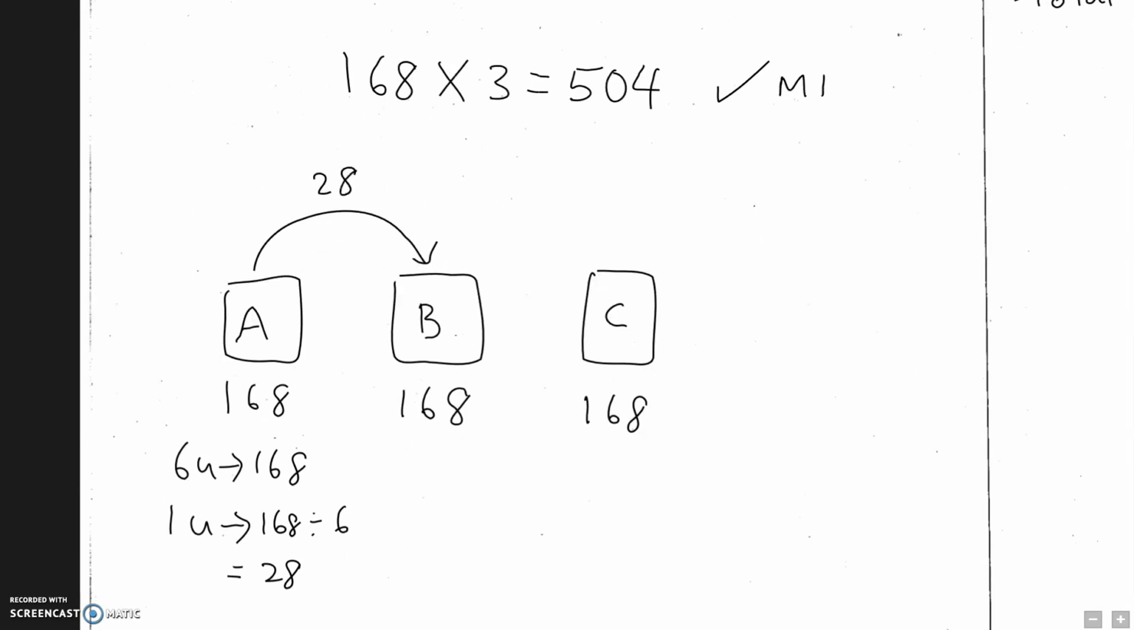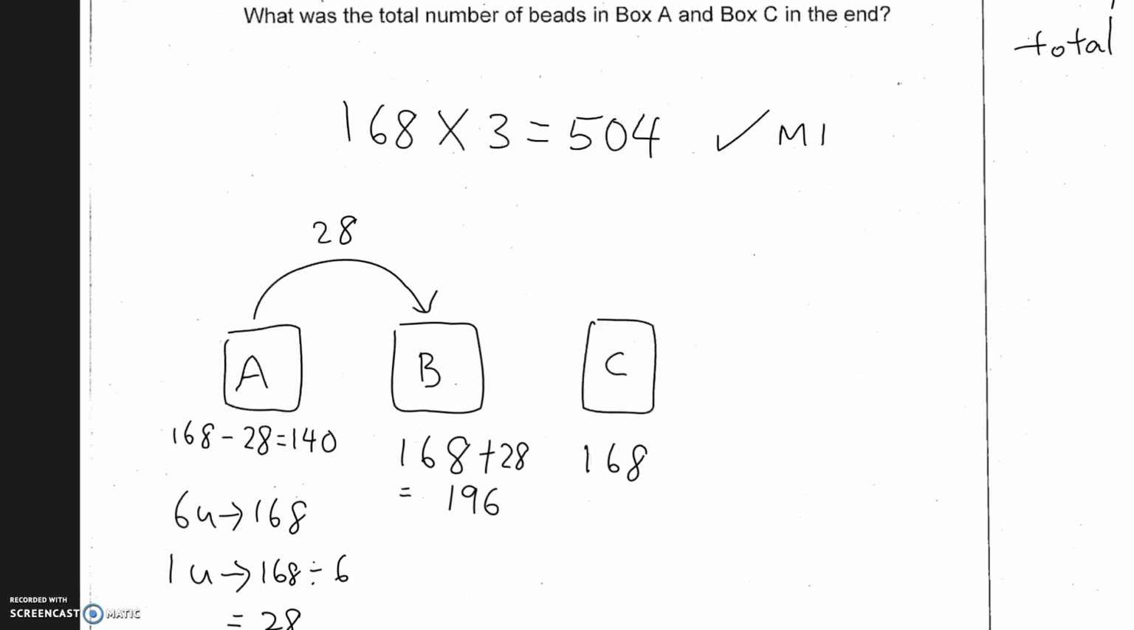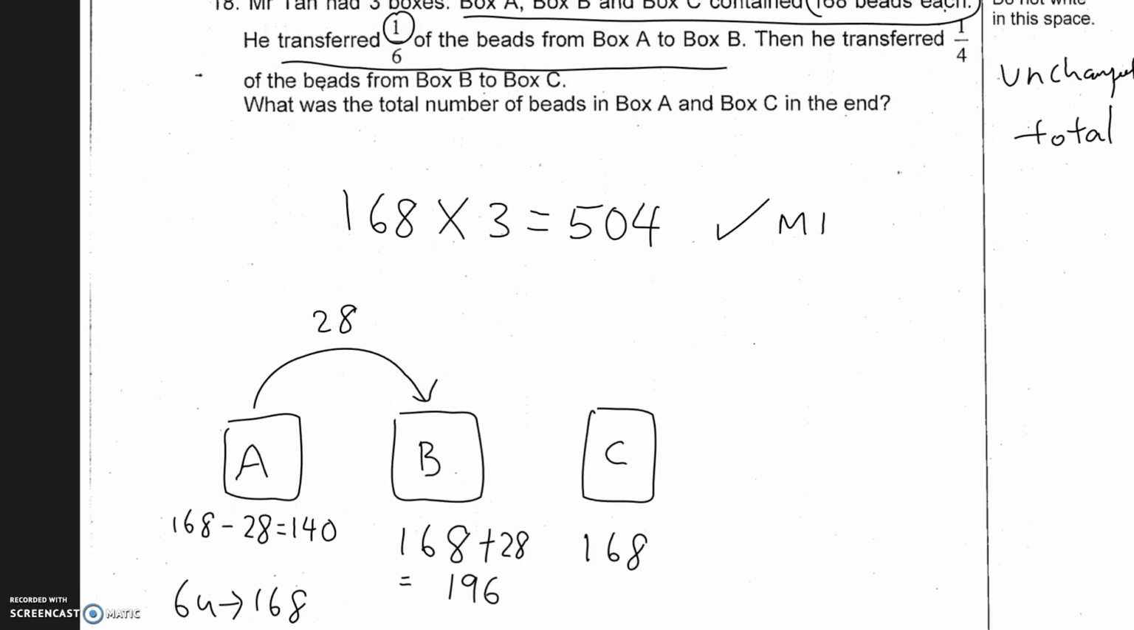Now, if he transfers 28 over, box A, instead of 168, will be 168 minus 28, because 28 has been taken out, which gives 140. Now, B will have a different number already. Instead of minusing, box B gets 28 bits, which now has a total of 196 bits inside box B. Okay, now let's read on the story.